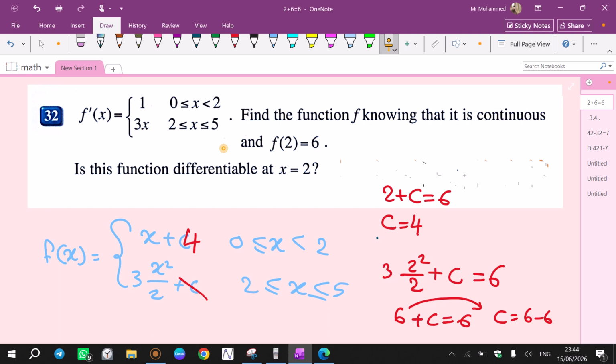Since left is not equal to right on the derivative, one side is 1, the other side is 6, the derivative has a problem at 2. And if a derivative has a problem, we don't say the derivative has a problem. We just say the function is not differentiable, at where the problem happened, at 2. So f prime 2 is undefined, or f is not differentiable at x equal to 2.